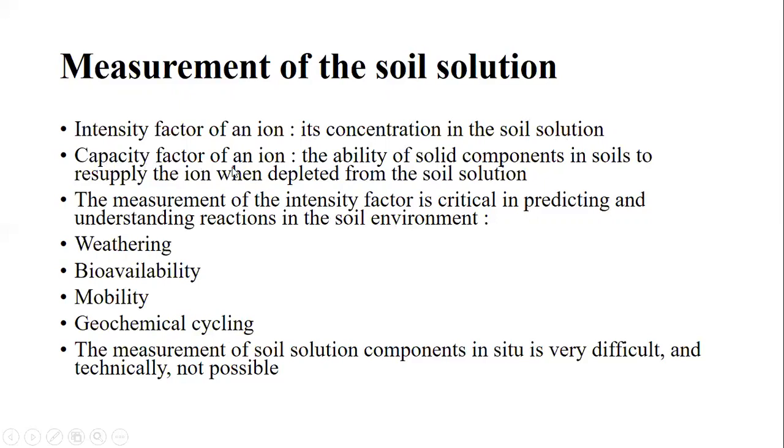Then we have the capacity factor of an ion, which is the ability of solid components in salt to resupply the ion when depleted from the salt solution. So if we have a certain ion, let's talk, say, about potassium ion, K+, that can be taken by plants, by microbes. So it will be taken away from the salt solution. So that concentration, which is the intensity factor, will be reduced a lot. So it comes to the point of depletion. What does depletion mean? Went down to very low amounts. It depleted, almost nothing is there.